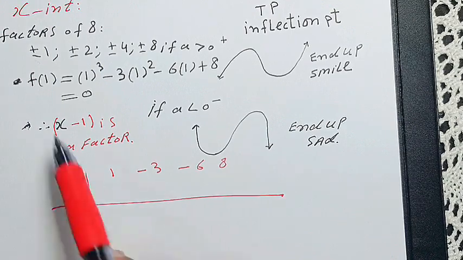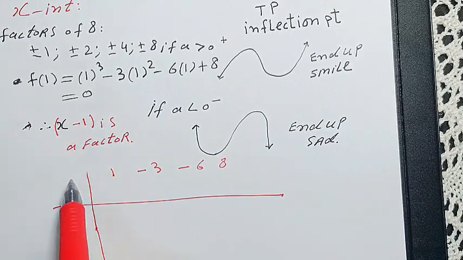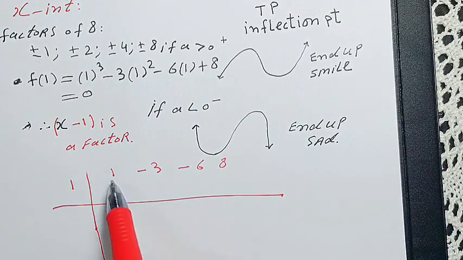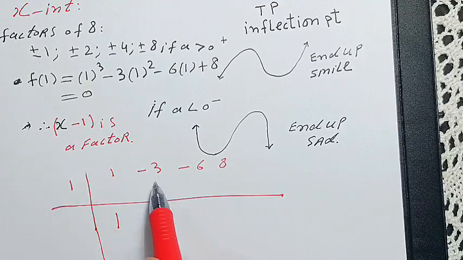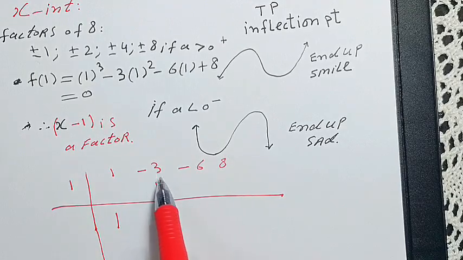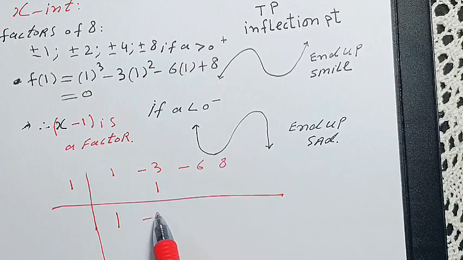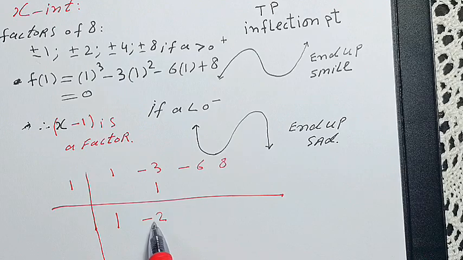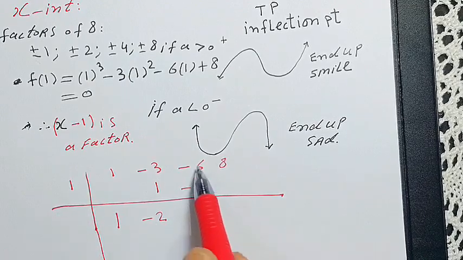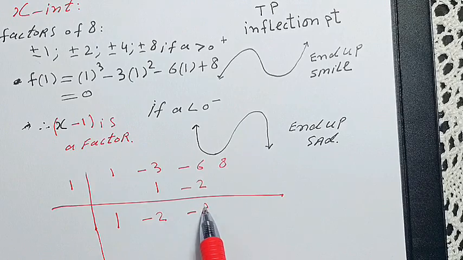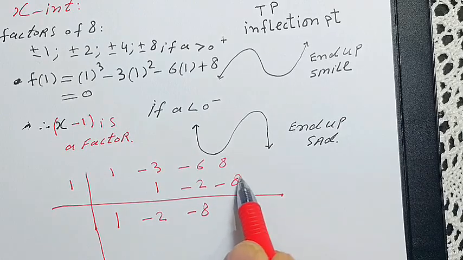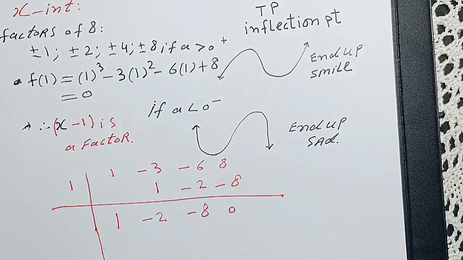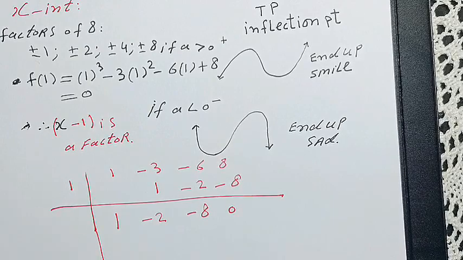So now the divisor is going to be 1, because 1 is a factor. I'm going to pull down the first coefficient, 1. 1 times 1 is positive 1. Now I add negative 3 and positive 1, which becomes negative 2. Negative 2 multiplied by 1 is negative 2. I add, and the answer is negative 8. Negative 8 multiplied by 1 is negative 8. Positive and negative is 0. So if the answer is 0, it means x negative 1 is a correct factor.